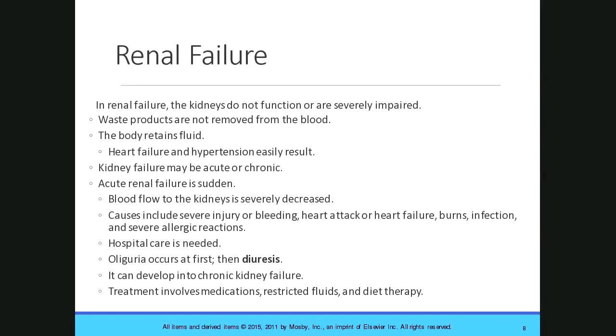So renal failure is a serious thing. If it's acute renal failure, sometimes it can be reversed depending on what caused it. If it's chronic renal failure, they might end up on dialysis basically. But they usually are also restricted in their fluids, and their diets are special as well.